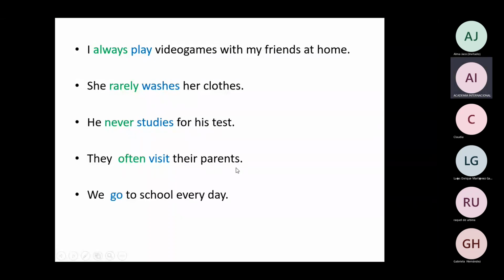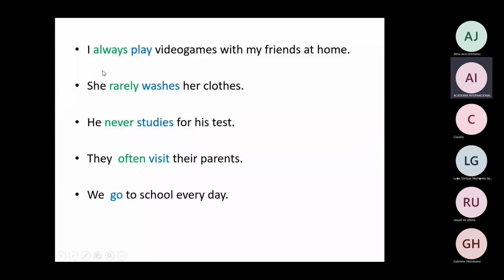They often visit their parents. Ellos a menudo visitan sus padres. So, we go to school every day. Bien, si nos fijamos bien, el adverbio de frecuencia va antes del verbo. El verbo aquí es play, watches, studies, visit, and go. Esos son los verbos. Y el adverbio de frecuencia va antes del verbo.